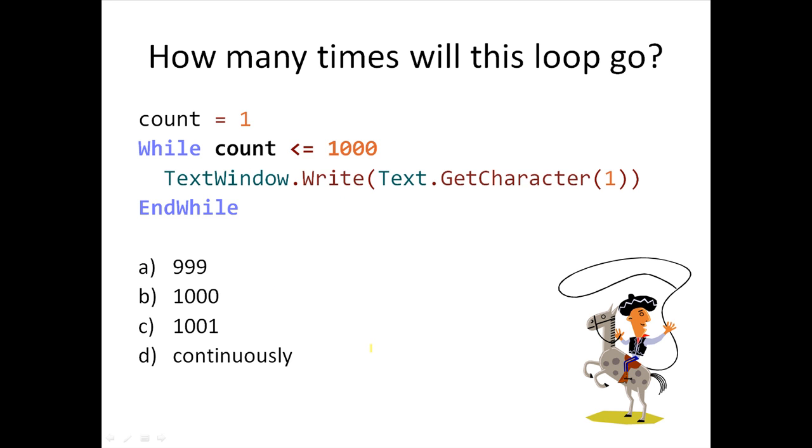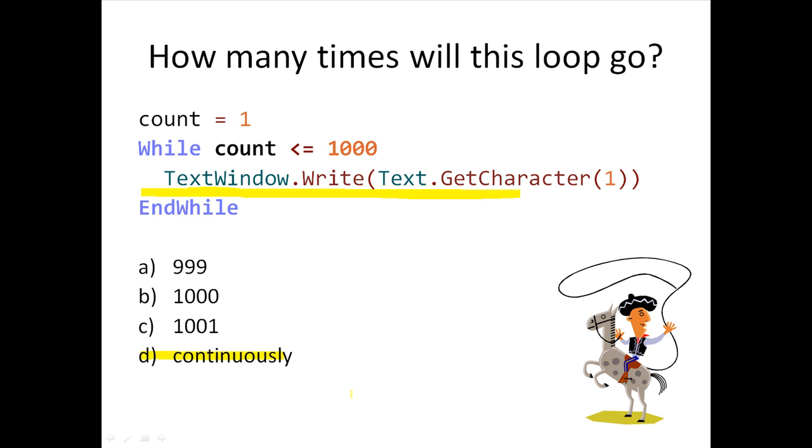Okay. All right, what about this? Well, we start counting at 1. We stop at 1,000. You may be tempted to say that's 1,000 times, but look what we're missing here. No increment. So the answer here would be D, continuously.